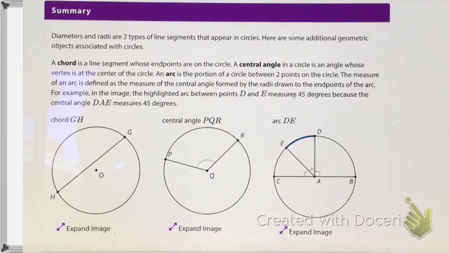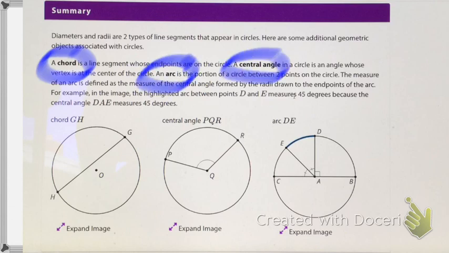A little bit of a summary here. You can stop and read this, but they're really just doing the same thing, talking about what a chord is, what a central angle is, what an arc is, and a little more information.